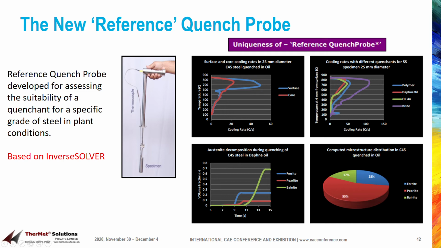The reference quench probe combined with InverseSOLVER can thus be used for measuring the cooling characteristics of quenchants under the exact plant conditions, taking into account all the variables affecting heat treatment of a component. Presently, the reference quench probe is a simple handheld unit with a sensor attached at one end and the data logger housed in the other end. Along with the furnace, it can be deployed near the quench tank and the data collected for further analysis.